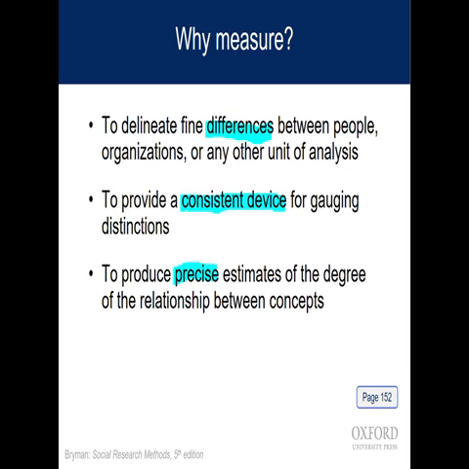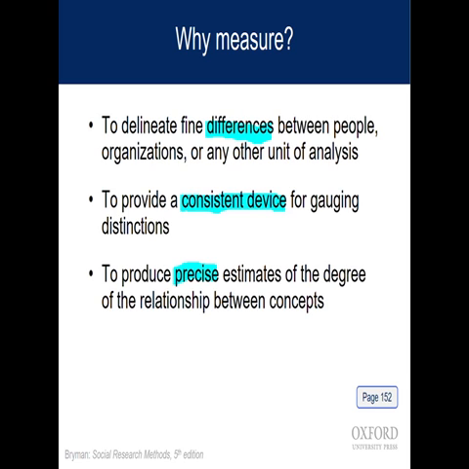And then also we measure to produce precise estimates of the degree of the relationship between two concepts. So this is taken a little further than probably we need to, but what they're saying here is let's stick with our example of the relationship between having delinquent friends and acting violently. You need to have accurate measurements of those two things. How many delinquent friends does this kid have? How often has he been involved in violence?